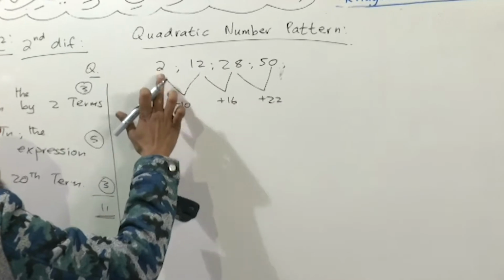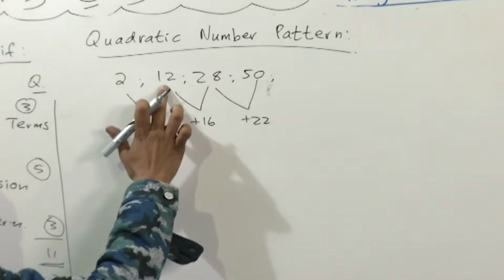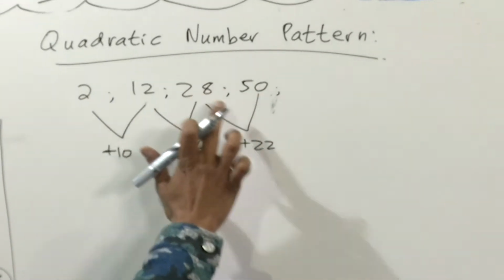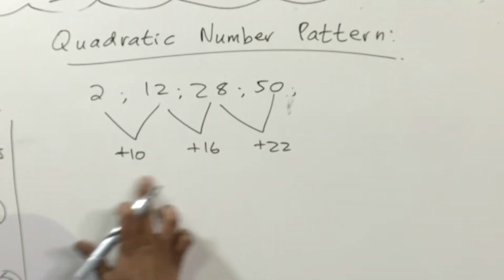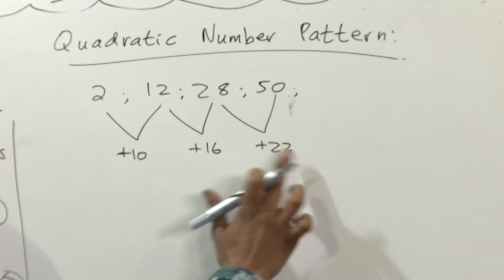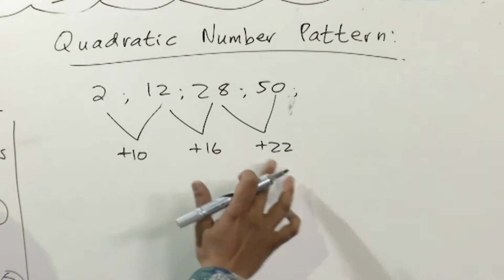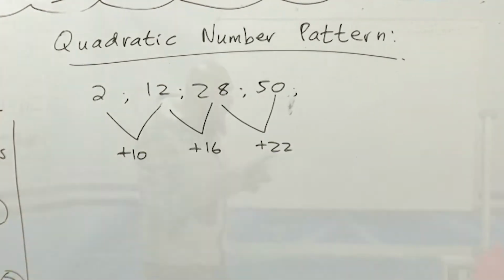So it's 12 minus 2 to give me 10. 28 minus 12 to give me 16. 50 minus 28 to give me 22. So you can see there's no common first difference. The first differences are all different: 10, 16, 22, the values are all different.